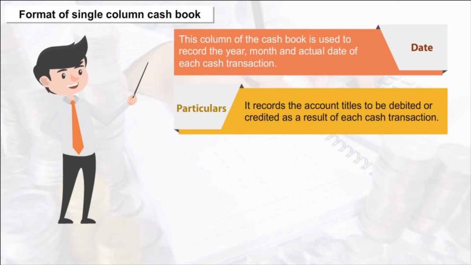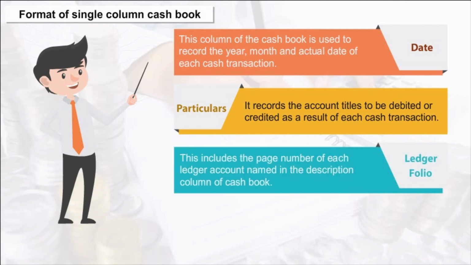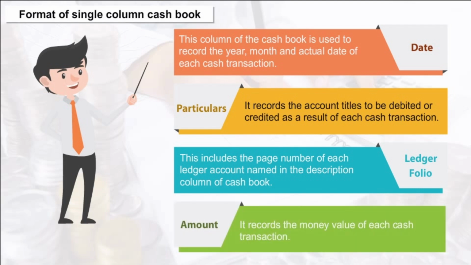Particulars. This column records the account titles to be debited or credited as a result of each cash transaction. Ledger folio. This column includes the page number of each ledger account named in the description column of the cash book. Amount. The amount column of this book is used to record the money value of each cash transaction.